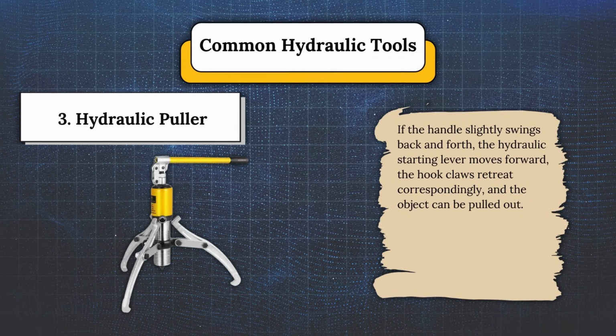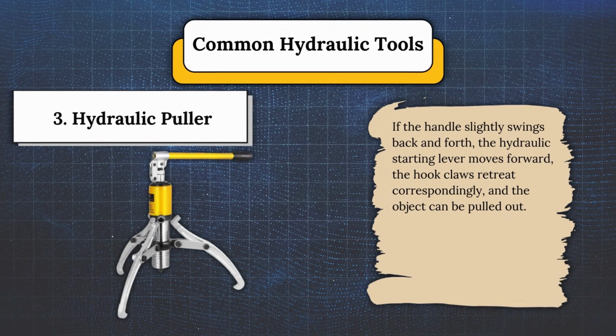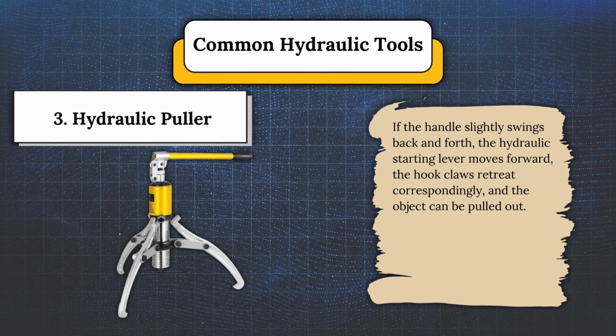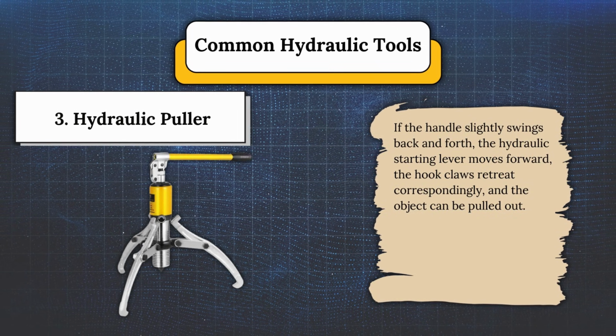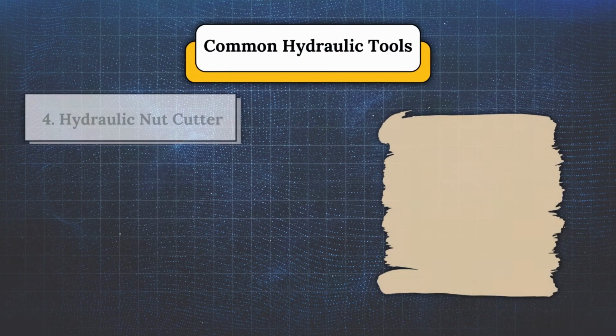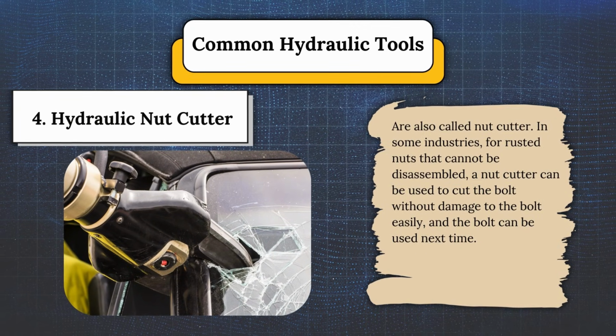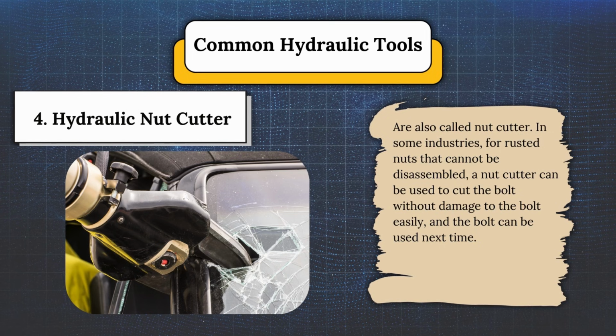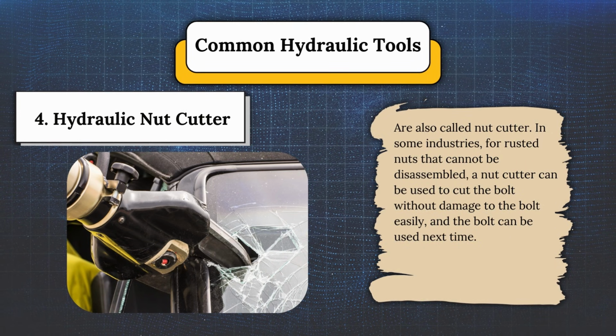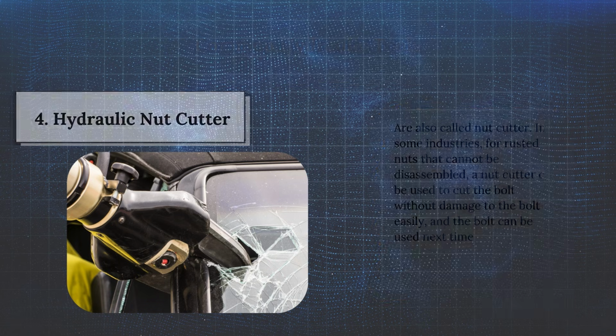If the handle slightly swings back and forth, the hydraulic starting lever moves forward, the hook claws retreat correspondingly, and the object can be pulled out. Number 4. Hydraulic nut cutters are also called nut cutters. In some industries, for rusted nuts that cannot be disassembled, a nut cutter can be used to cut the nut without damage to the bolt easily, and the bolt can be used next time.